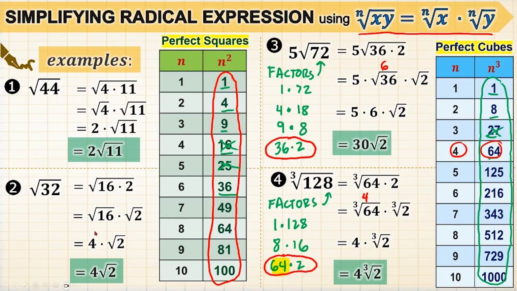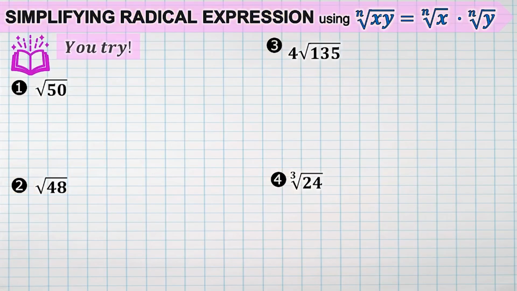Ayan, so para malaman nga natin kung naintindihan nyo nga talaga yung mga examples na ito, let's try to practice. So you try. I have here 4 different examples for you to try. I'll be giving you 5 seconds to pause the video and simplify these 4 different radical expressions. And then, after 5 seconds, pwede nyo nang i-play ulit para makita yung tamang sagot. So, 5, 4, 3, 2, 1. Okay, we're done. So, ito na yung sagot sa apat na examples na ito.